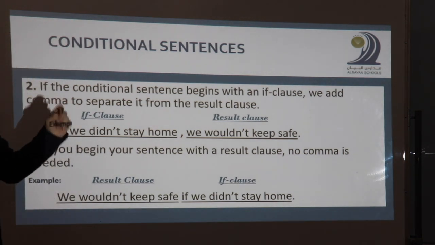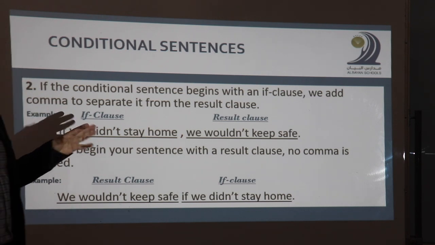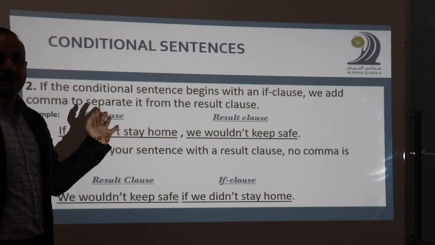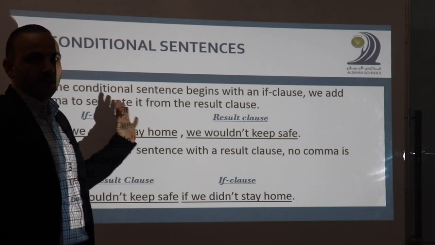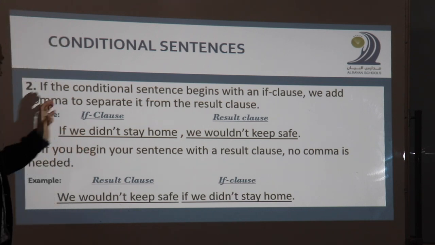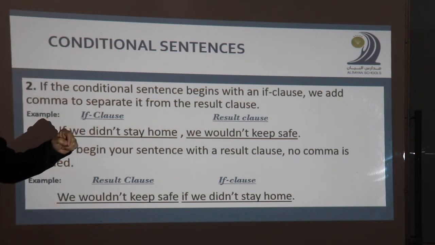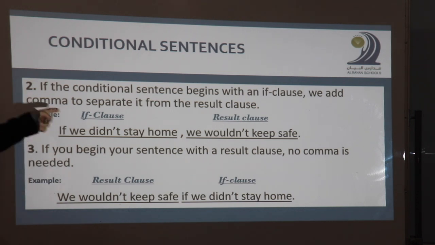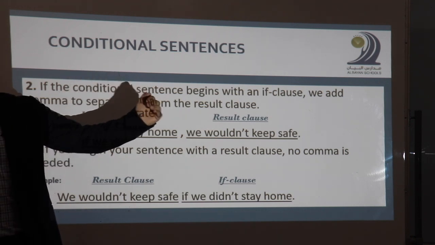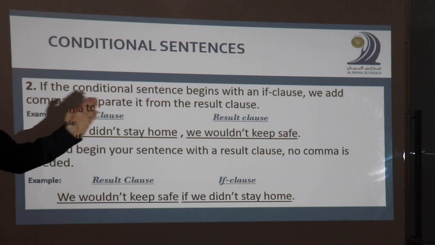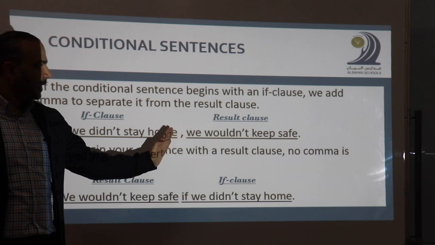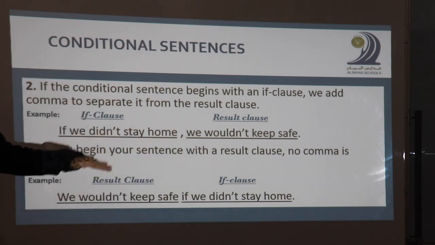If the conditional sentence begins with an if clause, how can we use it? Concerning its parts, can we use one part before the other, or must we always begin with the conditional part? If the conditional sentence begins with an if clause, we add a comma to separate it from the result clause. If you study well, you will pass. The subordinate clause should end with a comma. If we didn't stay home, we wouldn't keep safe. That's type 2; we'll see it with the types.